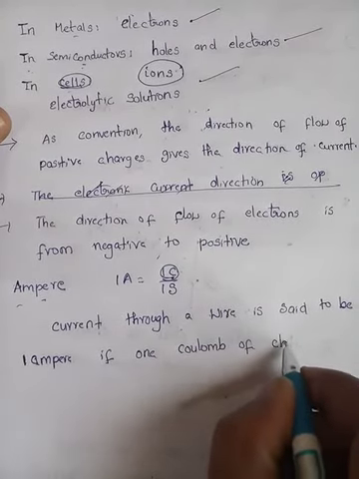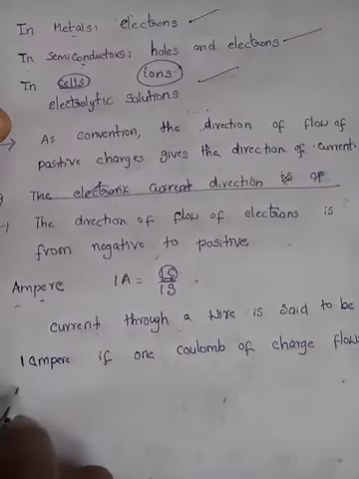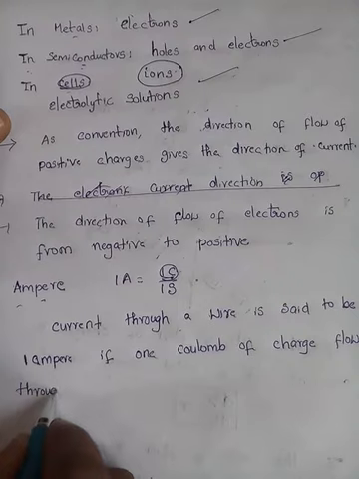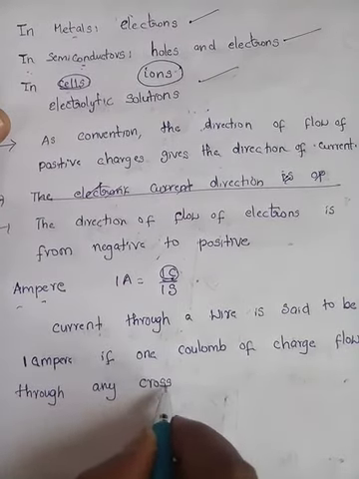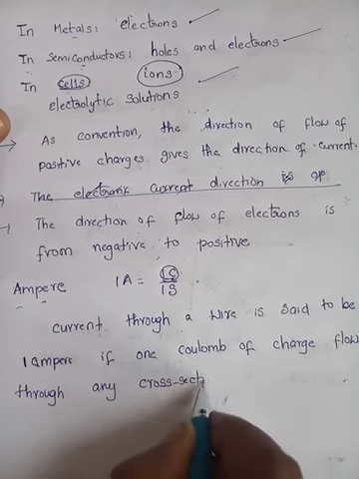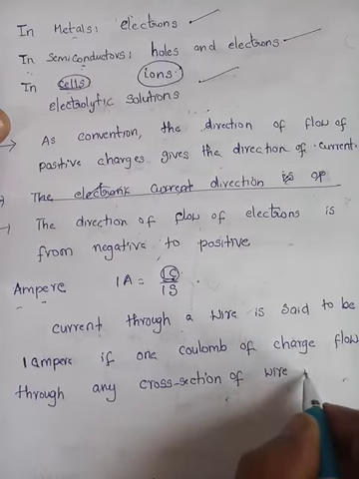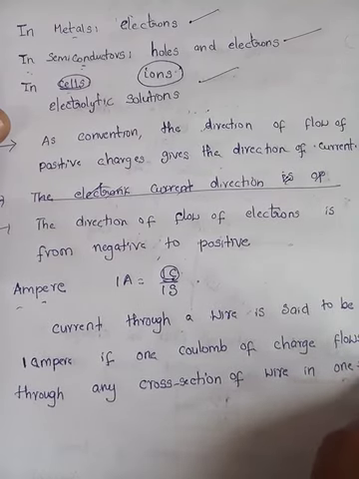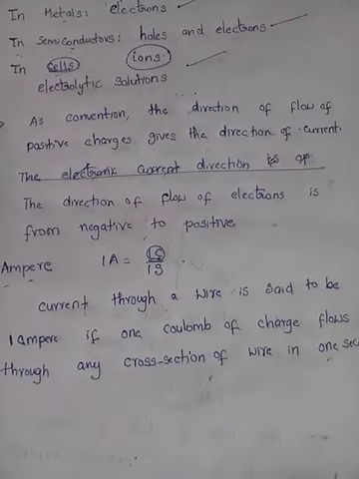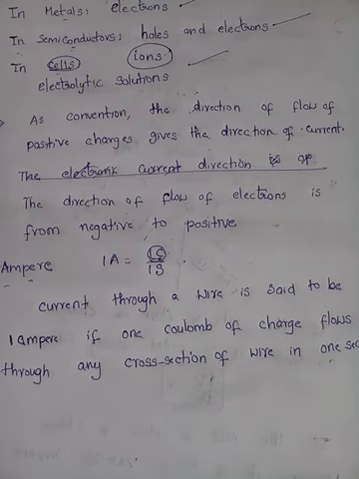One coulomb of charge flows through any cross section of wire in 1 second. Okay, so these are the basic concepts of current. So what is current?